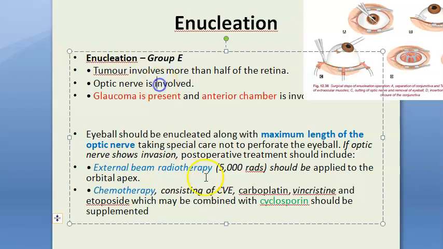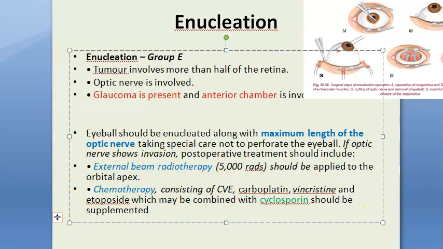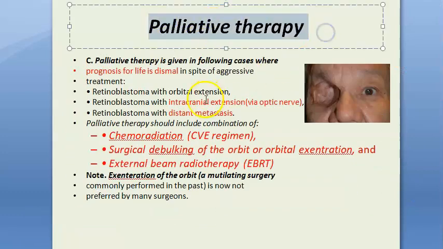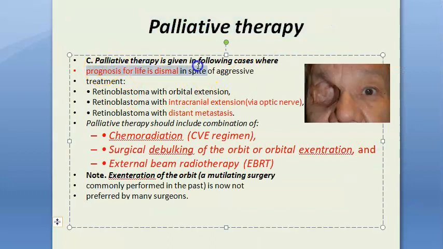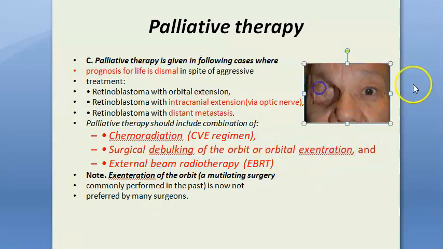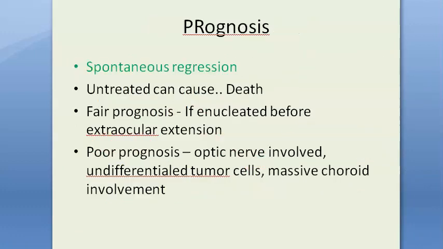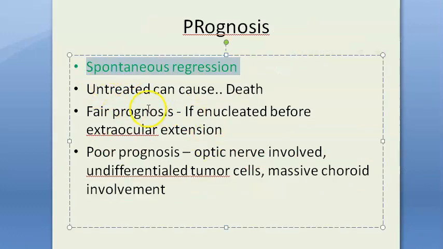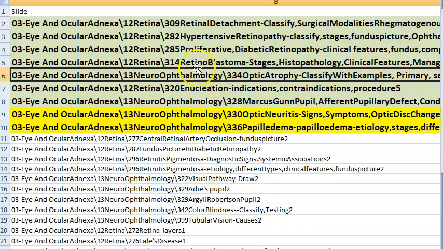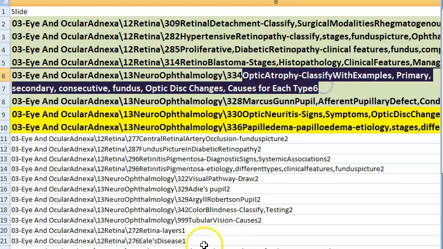Okay. So then enucleation. Then they are also talking about palliative therapy, when the prognosis of life is dismal. They're talking about again the CVE regimen, same thing. Okay, radiotherapy, etc. They want to do orbital exenteration. They want to remove the contents of the orbit. Okay. So prognosis, if it is detected early and treated early, then it is better. Shall we continue, people? Let us move to optic atrophy under neuro-ophthalmology.